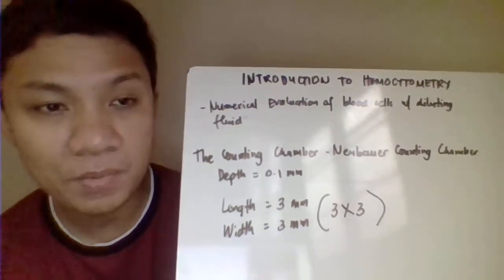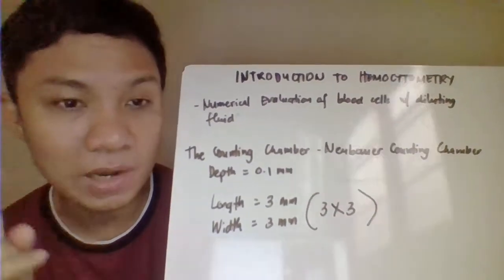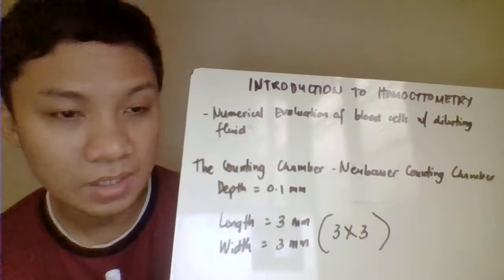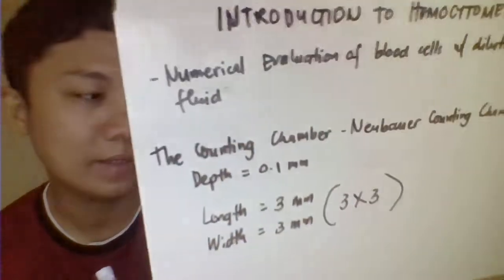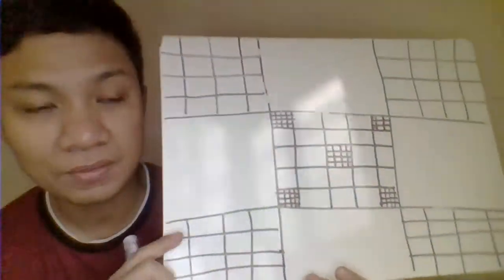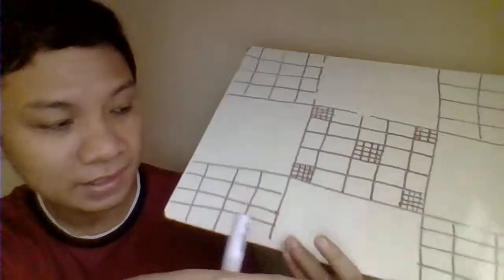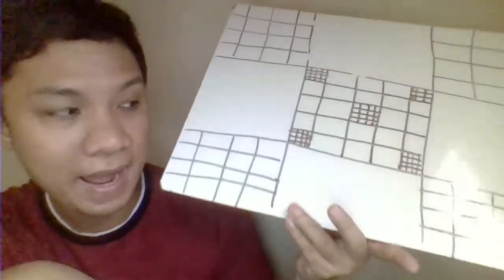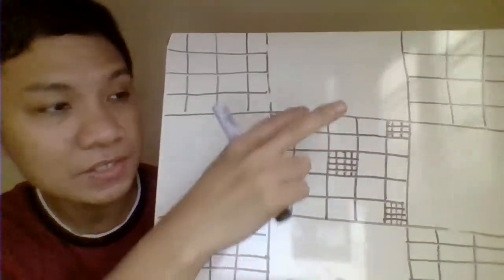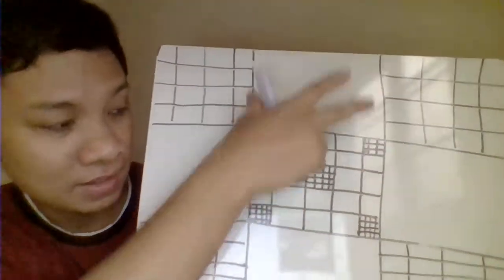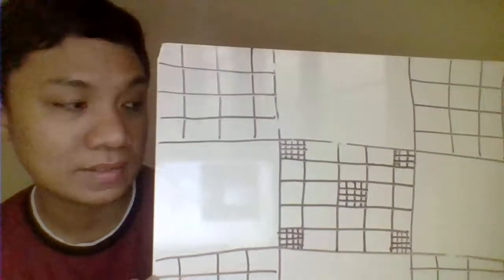Okay, the Neubauer counting chamber would have two ruled areas. One ruled area looks like this, and then another one here on the other side. So there are two ruled areas. In each of the ruled areas, there are squares like these.